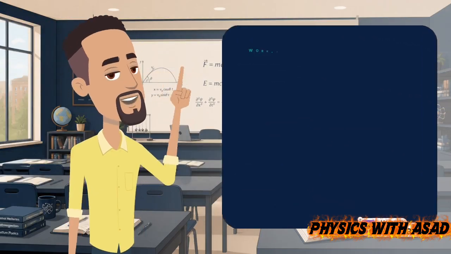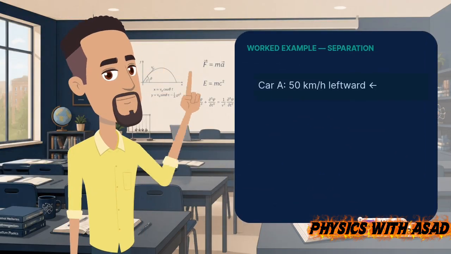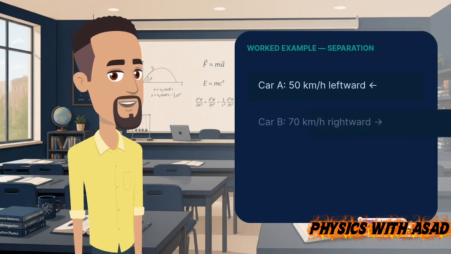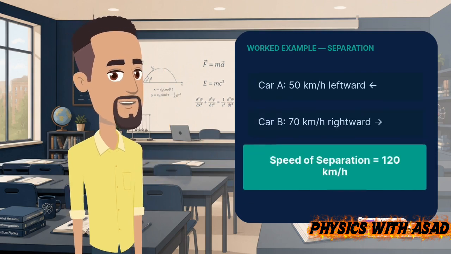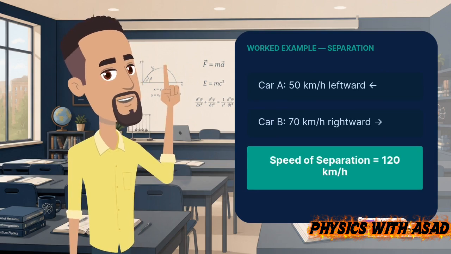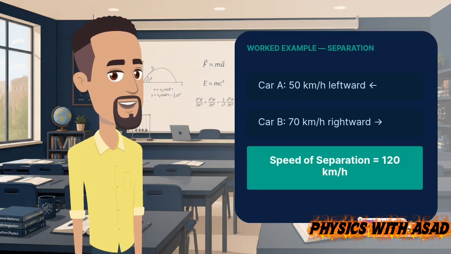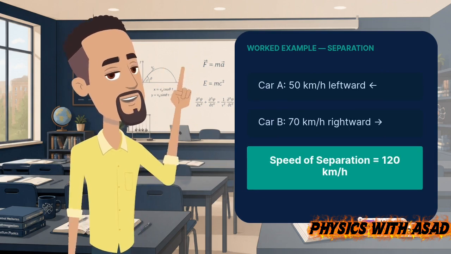Car A moves left at 50 km per hour. Car B moves right at 70 km per hour. The speed of separation is 50 plus 70, 120 km per hour. That is how fast the gap between them grows.